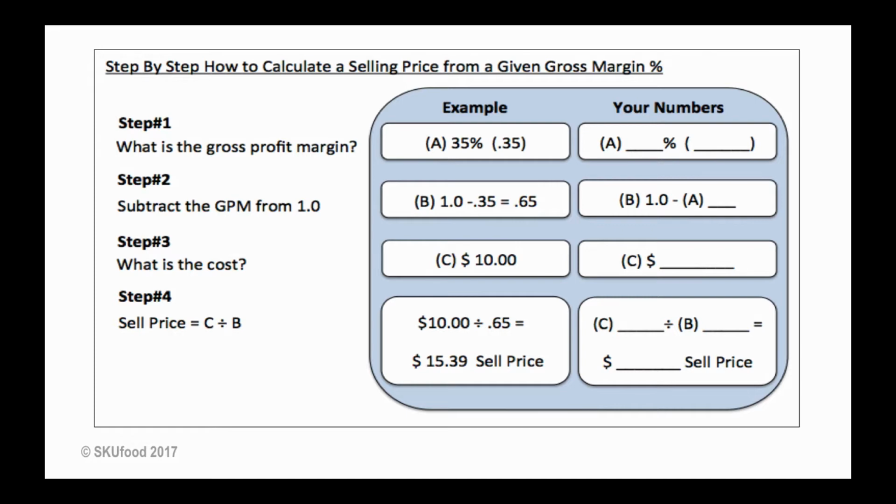Step three is what is the cost, so we know the cost is $10, and to get that selling price we're going to take our cost, which is C, and divide it by B, which is our 1 minus the gross margin percent, and that's 10 divided by 0.65, which gives us a selling price of $15.39. So if we know our gross margin percent is 35% and we know our cost is $10, then the selling price is going to be $15.39.